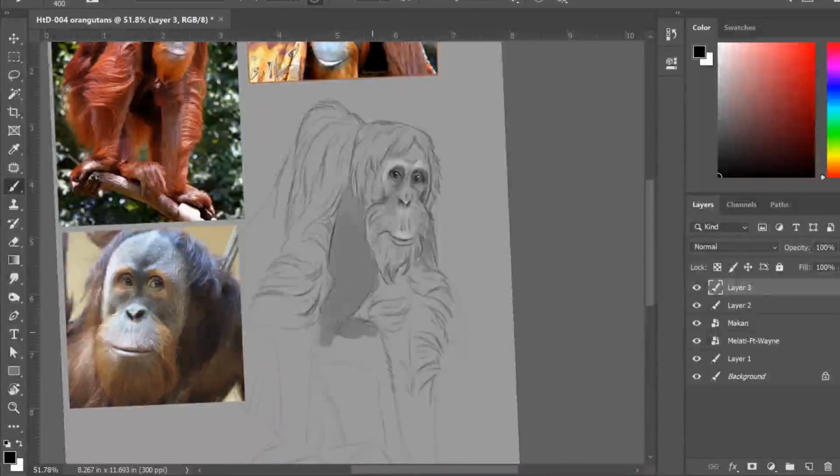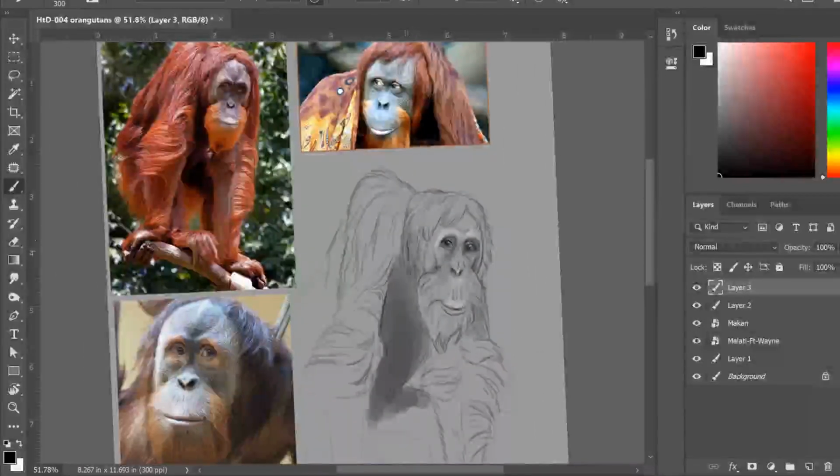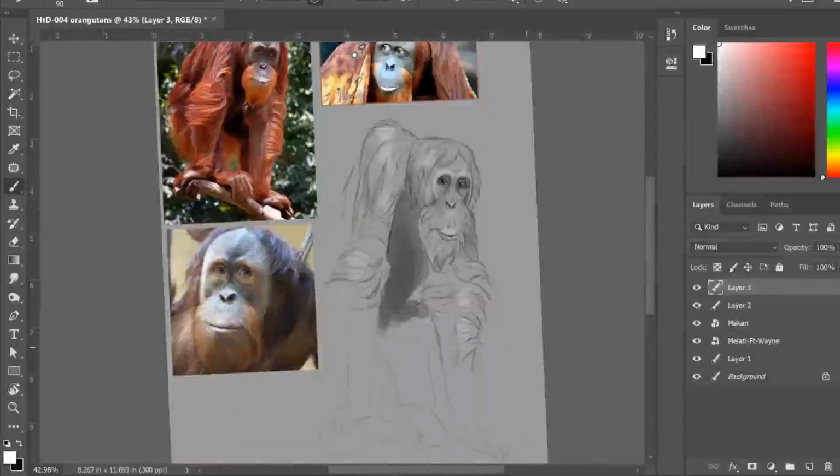I'm adding just a little bit of shading here to push his belly and legs into the background. And the farther things get from you in a picture, the less detail they need. You really only need to detail the things that are closest.